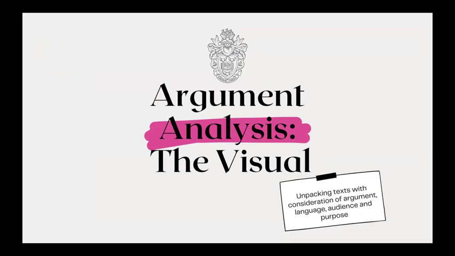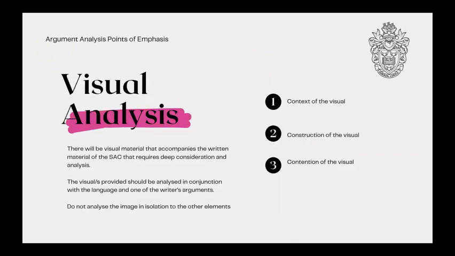Welcome to the first video of the argument analysis series on how to unpack and write about the visual. Today we'll be talking through a three-step process of how to examine different features of the visual and write up the analysis, beginning with examining the context of the visual, considering then the construction of the visual, and then overall what the contention of that particular image was and how it's being bolstered by other elements of the language.